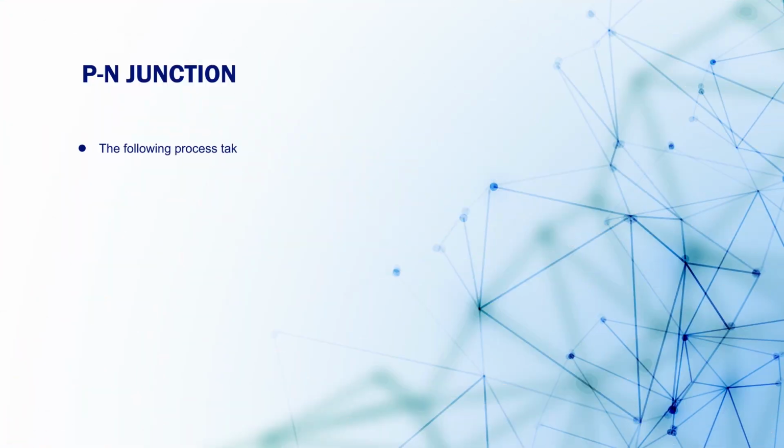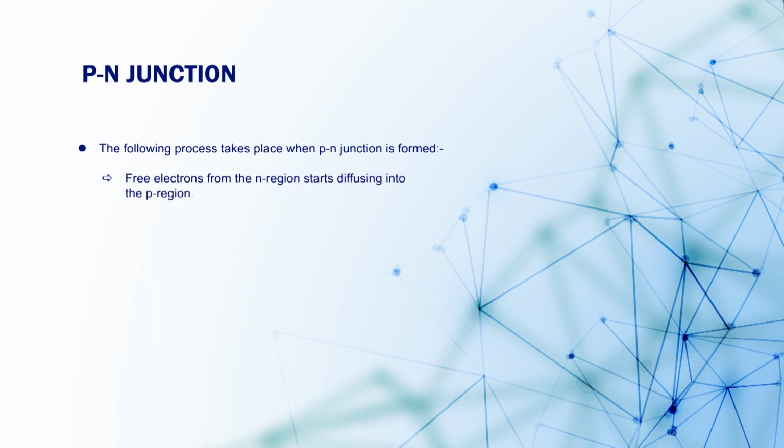Now, let us see what processes take place in the p-n junction. The following process takes place when the p-n junction is formed. First, the free electrons from the N region start diffusing into the P region. Similarly, holes from the P region start diffusing into the N region. We have just studied that in P type material the free charges are the holes, and in N type material the free charges are the electrons.